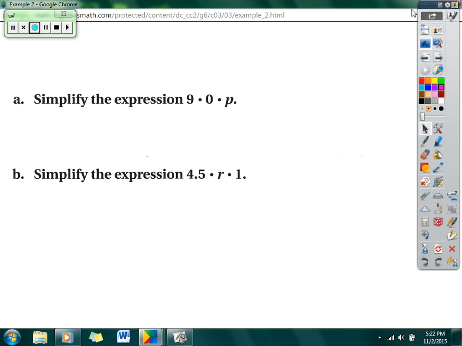Example number 2 says simplify the expression 9 times 0 times p. Okay? So if you notice in this expression, there are no parentheses. So the first thing I would do is I know I need 9 times 0. So I'm going to use the associative property to make sure that those go together. So I'm going to put parentheses around there to show that that is true.